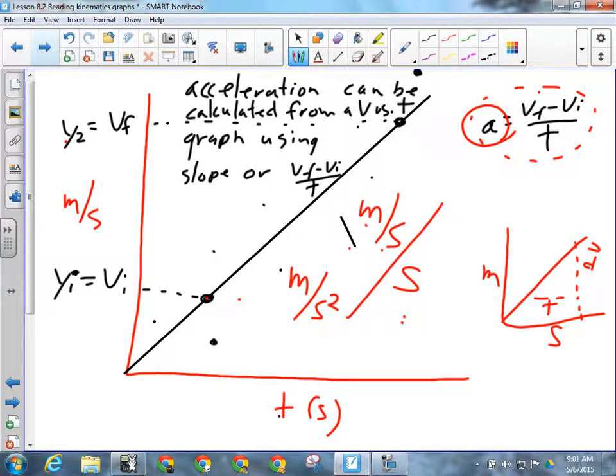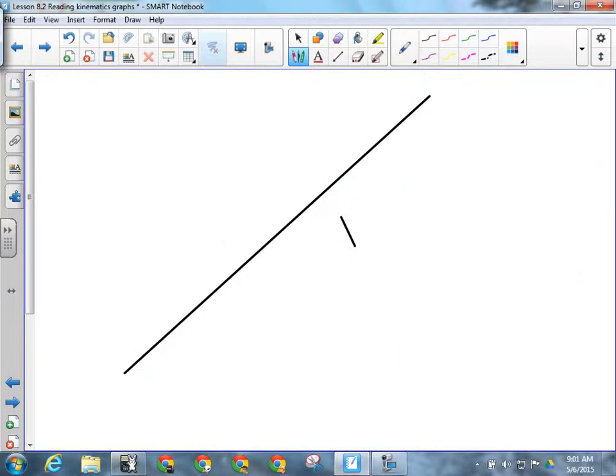If I want to calculate the slope of a line on a velocity versus time graph, I have to look at what that is going to tell me. Because obviously if we have a line, it's probably going to be valuable to calculate its slope. So if I do that, I'm just going to erase all this and start it over again.